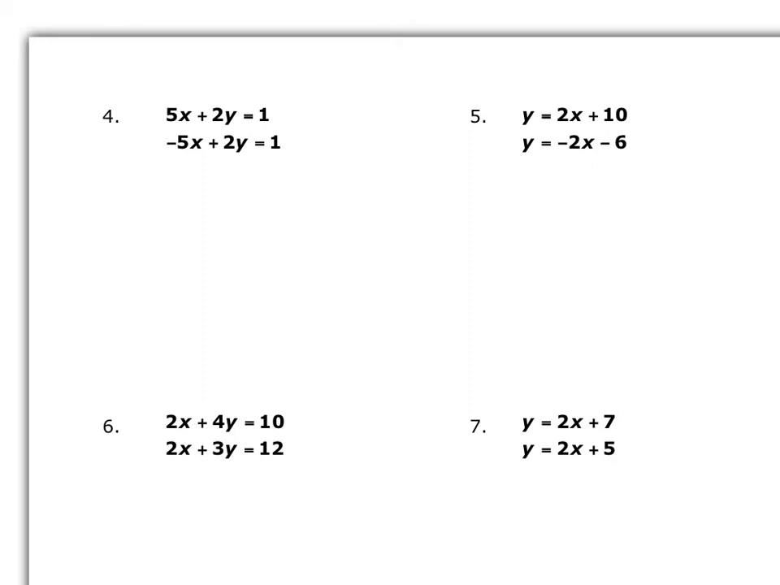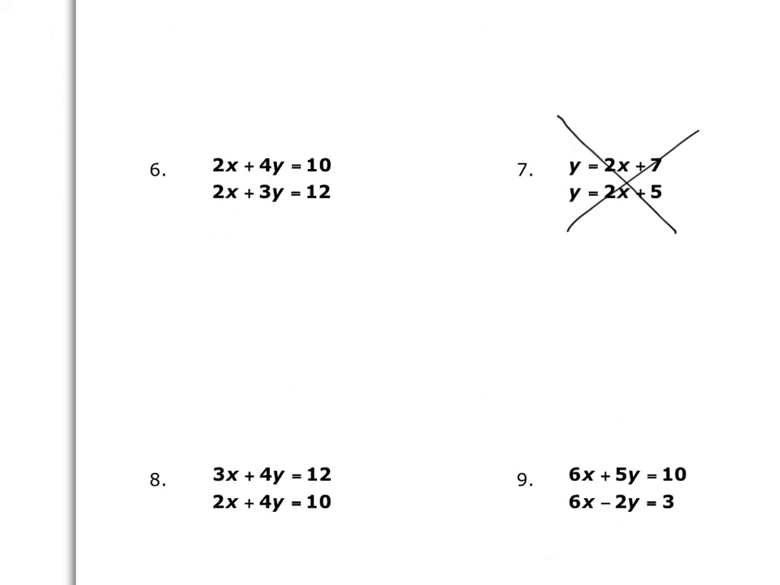All right, we're going to go over a few more examples, and then we will call it good. All right, we're going to mark through a couple of them. We're not going to do this one. We're not going to do that one or that one. And we'll do numbers 6 and 8.